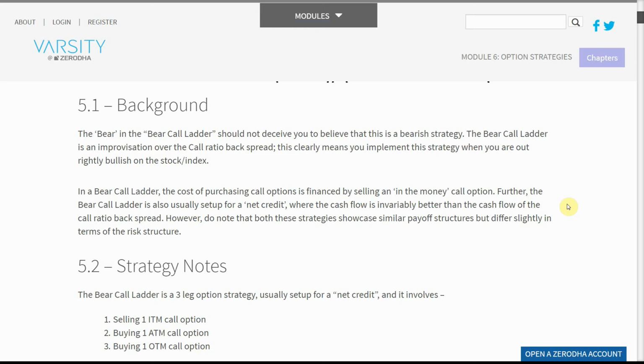In a bear call ladder, the cost of purchasing call options is financed by selling an in-the-money call option. Further, the bear call ladder is also usually set up for a net credit, where the cash flow is invariably better than the cash flow of the call ratio back spread. However, do note that both these strategies showcase similar payoff structures but differ slightly in terms of the risk structure.